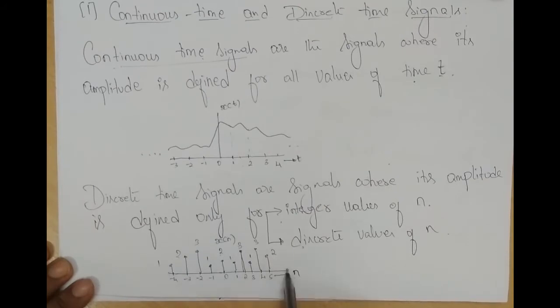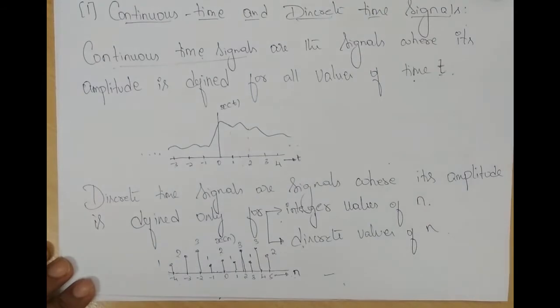So this is defined only for integer values of n, or it is defined for discrete values of n. Say at n equal to 0.5, no samples. Say at n equal to 0.1, no sample. At n equal to 0.001, no samples, right? Only for integer values of n, we have the samples, we have the amplitudes. So it is defined only for integer values of n. Fine.